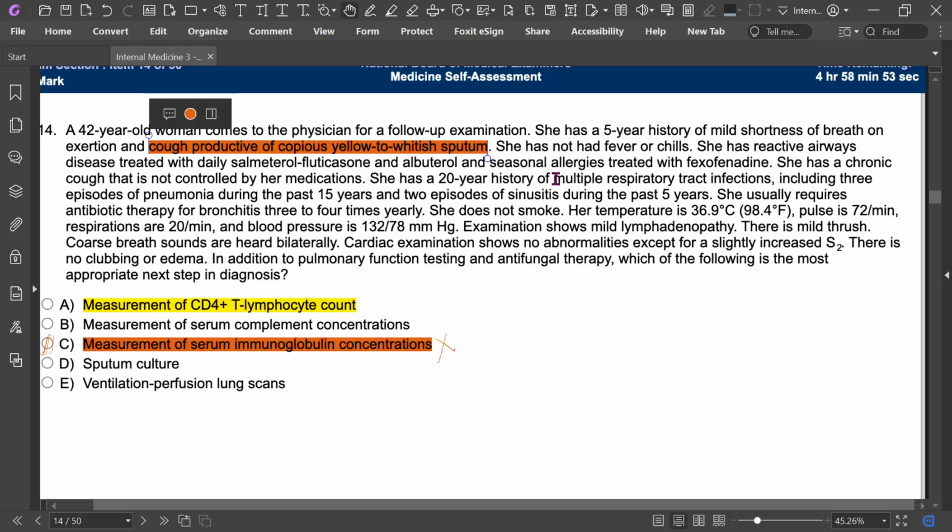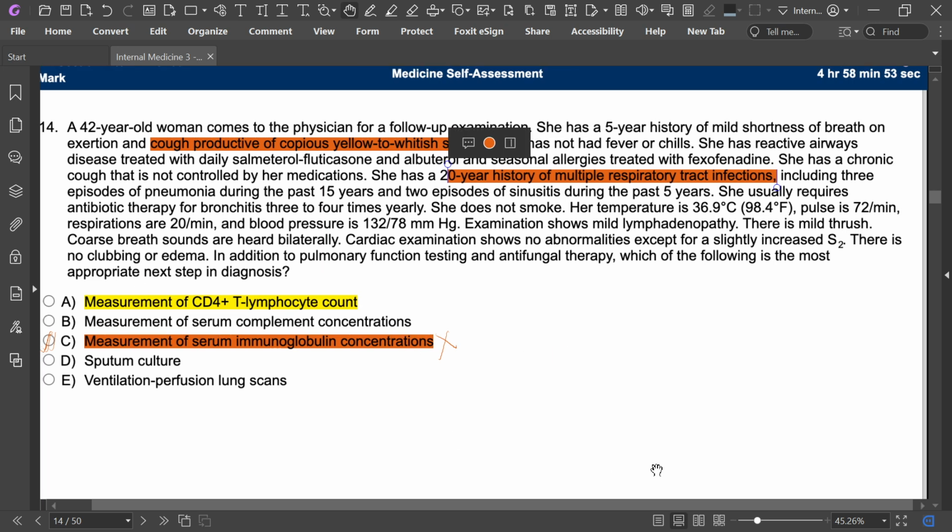She has a 20-year history of multiple respiratory tract infections, episodes of pneumonia during the past 15 years, and 2 episodes of sinusitis. She requires antibiotic therapy for bronchitis 3 to 4 times yearly.